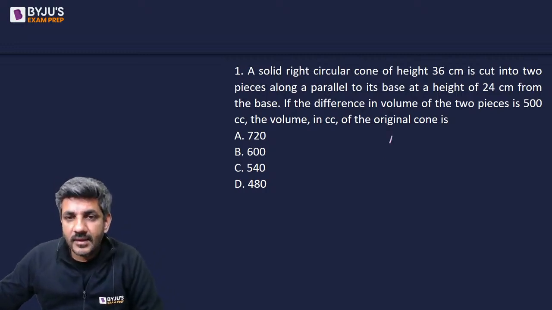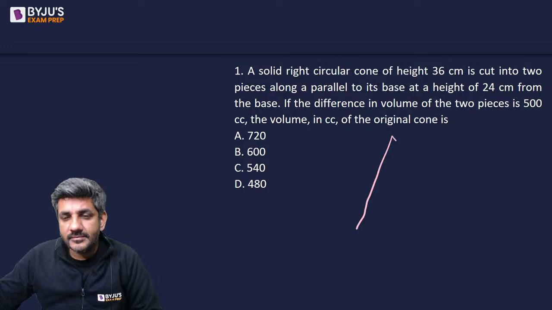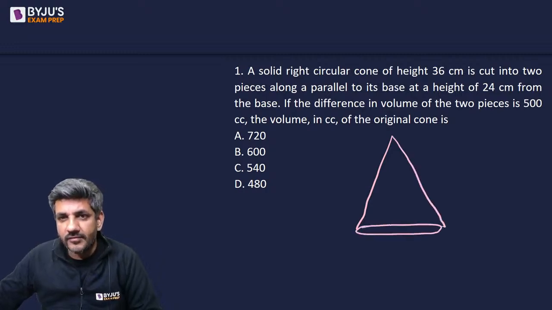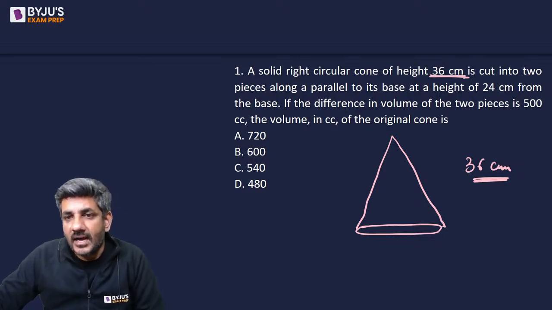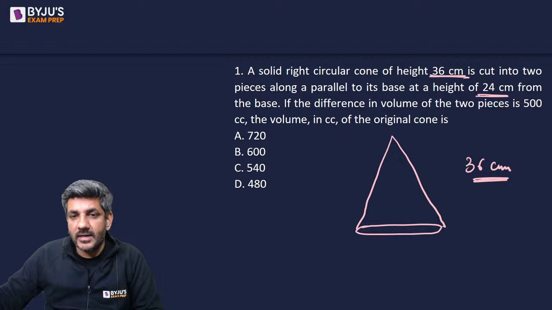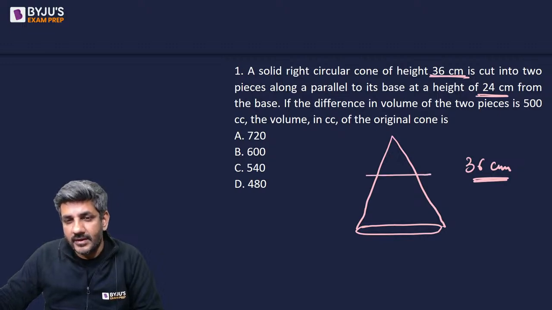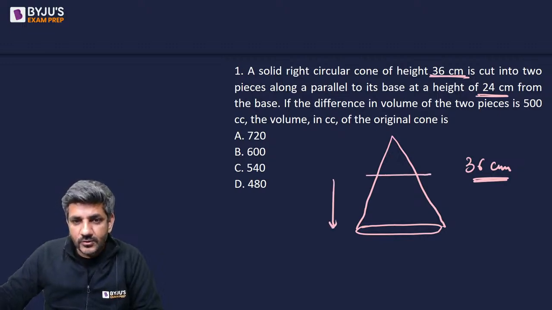Let's try this. So here is the cone, let's say, and this cone is having a height of 36 centimeters. So the total height of the cone is 36 centimeters as per the question. Then it is cut along a parallel to the base at a height of 24 centimeters from here. So this height is 24 centimeters. At this height, it is cut.